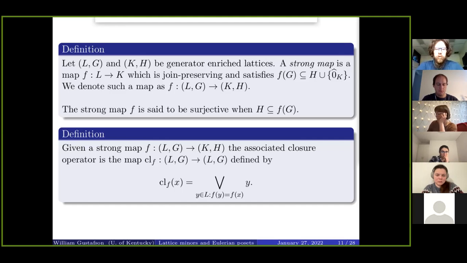I also need this notion of a closure operator. This is a standard construction from the theory of Galois constructions. But given any strong map, the associated closure operator is computed by taking an element to the join of every other element in the lattice L which has the same image as it. In other words, this will take it to the largest element of that image.